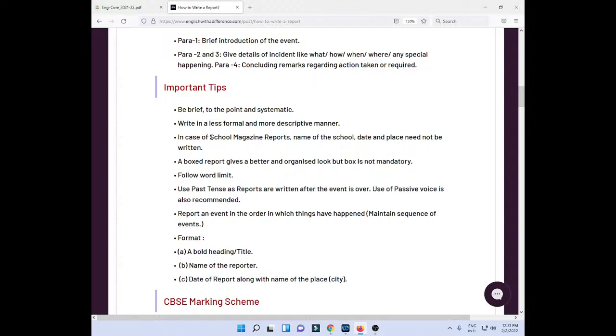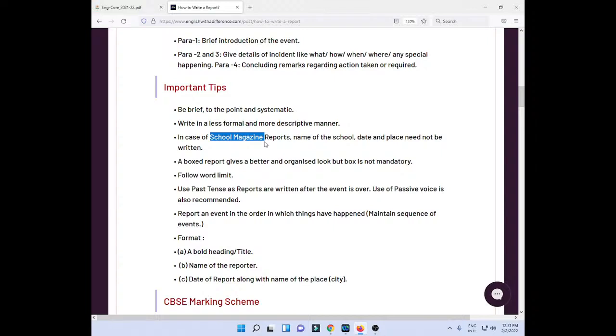In case of school, as I told you in the very beginning of this class, report writing is of two kinds: report writing in newspaper, report writing in school magazine. In case it is in newspaper, you need to write down the date, then place also. Like suppose an incident has taken place in New Delhi, so you will write New Delhi, comma January 25th, for example.